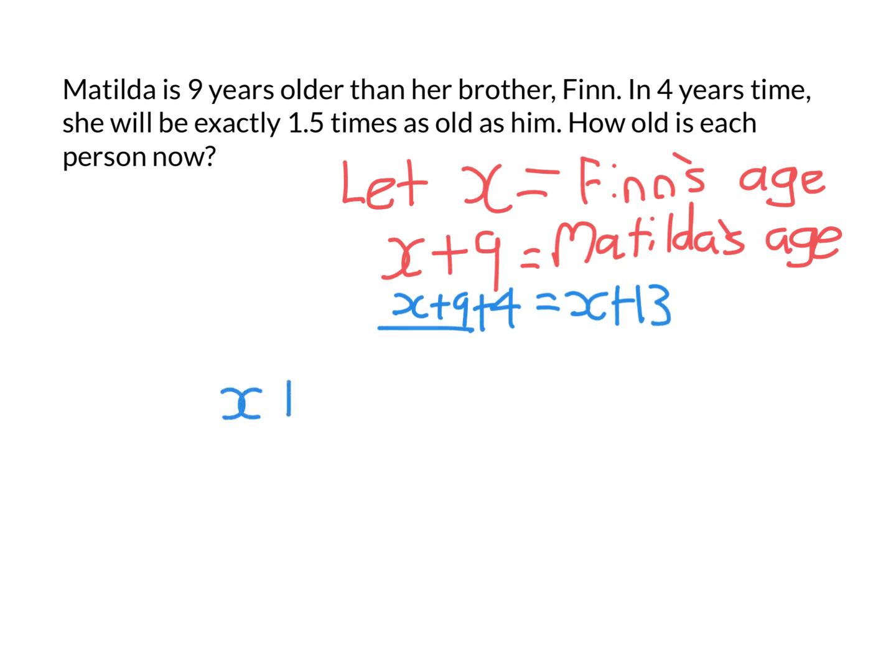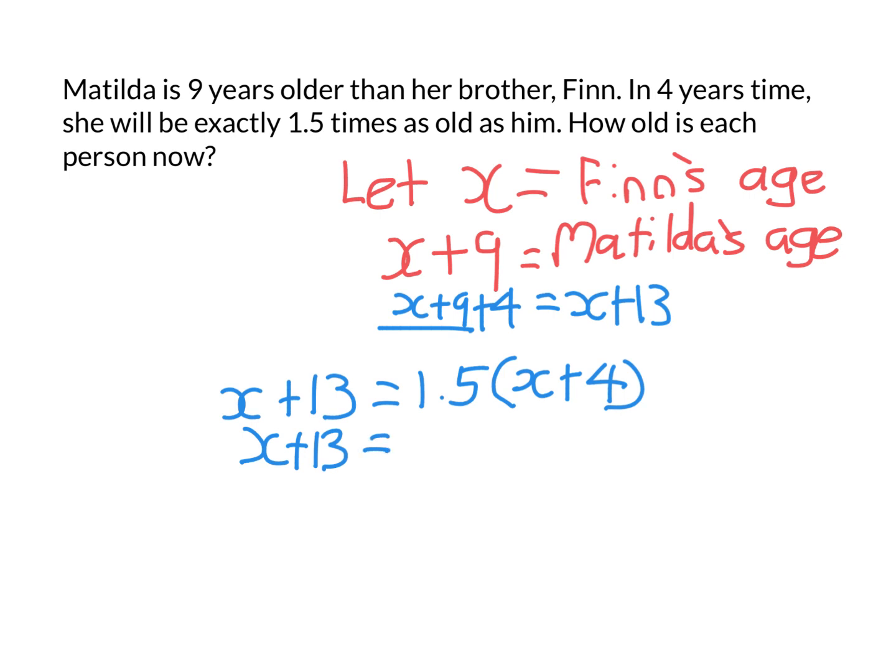So in 4 years' time, Matilda's age will be 1.5 times Finn's age. Now, Finn is x, so in 4 years, he will be x plus 4. This is just rewriting what is said up there. Matilda's age in 4 years is 1.5 times Finn's age in 4 years. So let's go ahead and solve this. We're going to expand the brackets first. So I got 1.5x plus 4 times 1.5, which is 6.